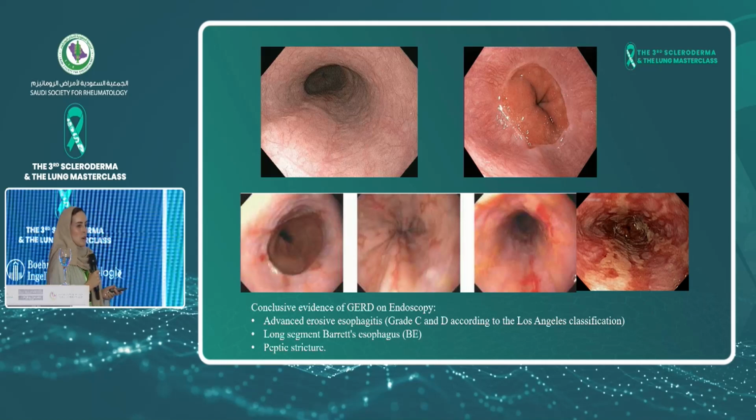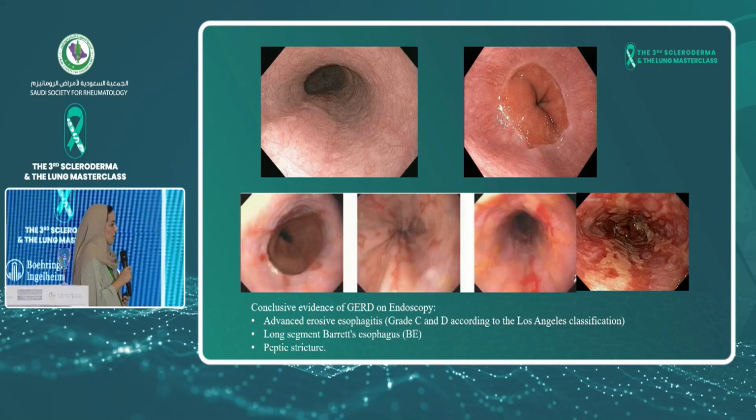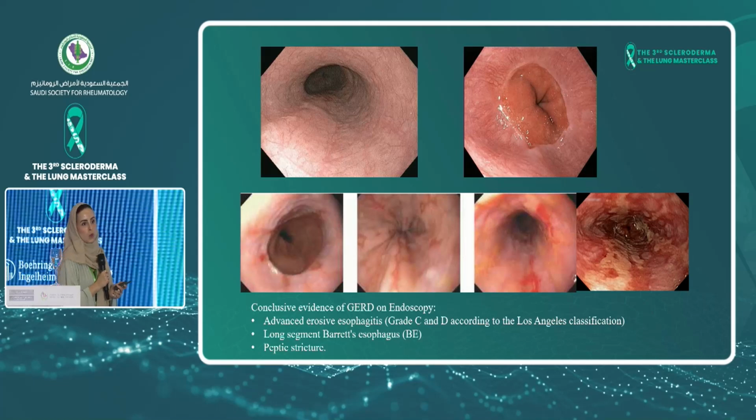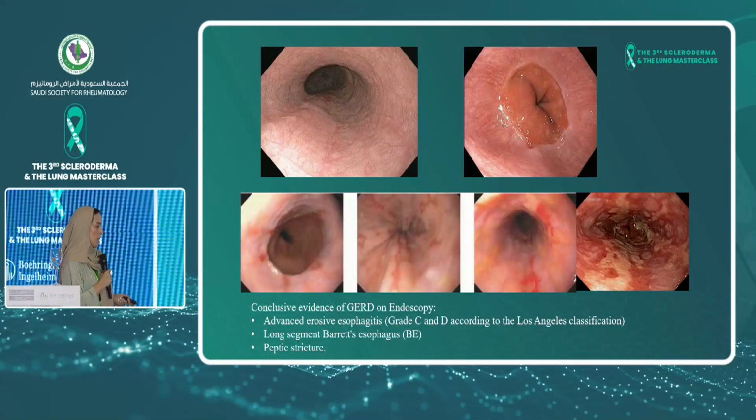The bottom pictures are esophagitis or gastroesophageal reflux disease. So what we need in order to diagnose patients with GERD based on endoscopy is advanced erosive esophagitis, grade C and D according to the LA classification, which is this one and this one. So we need severe disease in order to diagnose. Or if the patients have long-segment Barrett's or peptic stricture. If the patient has any of these, we are done. We diagnose GERD, there is no need for further workup.